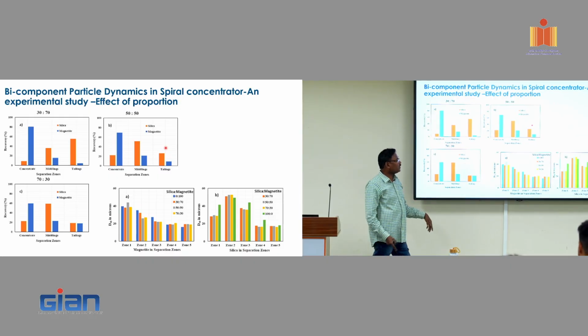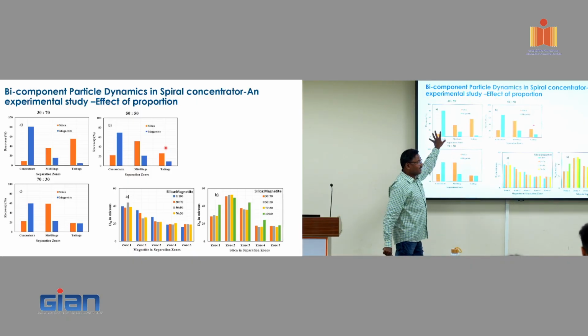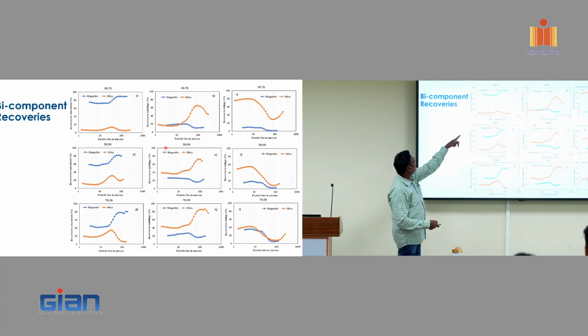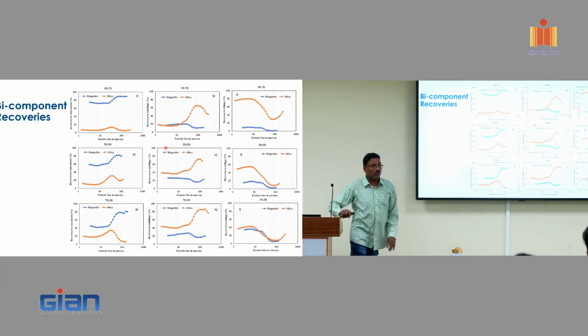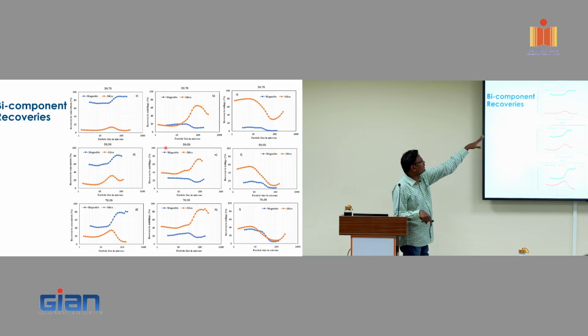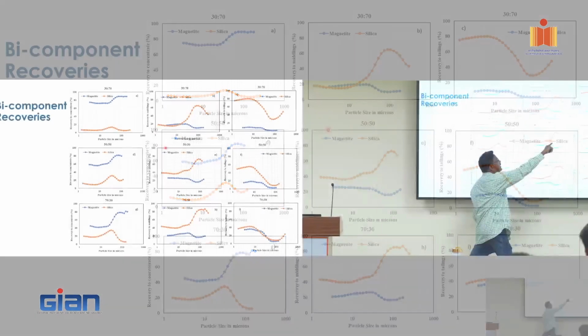Now, when you go with the mixture, what happens? The same recoveries would not happen. This is the size distribution, D50 size wise. I think recoveries, I have it here. We can see magnetate recovery is very high, where in the 30-70 case, you are getting about 70 to 80% recovery to the concentrate, but silica is less. This is the recovery in the concentrate, right? If you look at recovery in the tailings, you get silica very high.